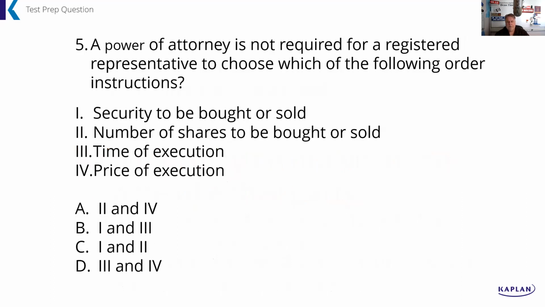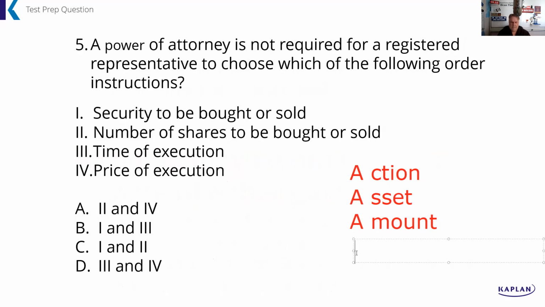A power of attorney is not required for a registered rep to choose which of the following? Time and price, getting good execution. I think a good way to remember this is action, asset, amount. If I, as a broker, don't have trading authorization, I'm not going to be able to make a decision about action, whether to buy or sell; asset, which security to buy or sell; and amount, the quantity. I can, as a broker without trading authorization, make a decision about time and price. That's called execution, getting good execution. That happens all day long.